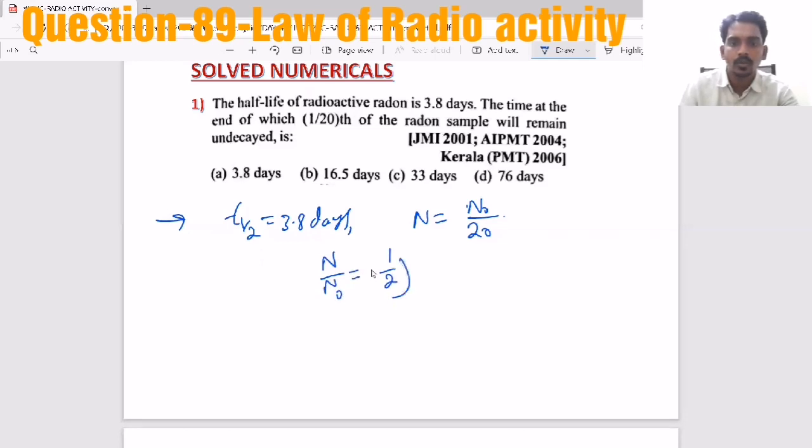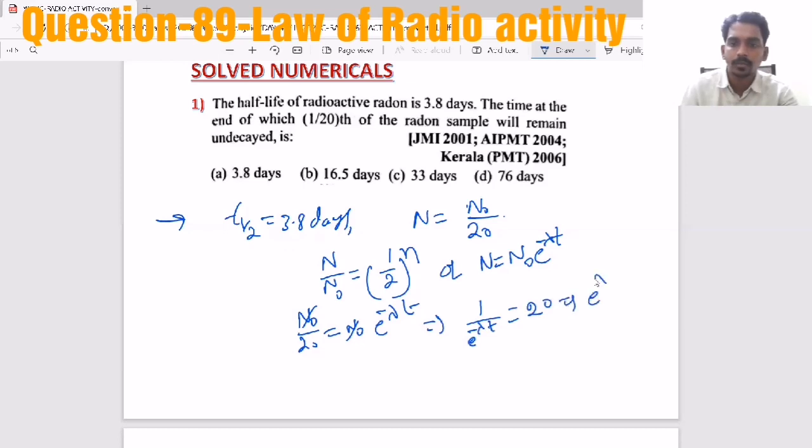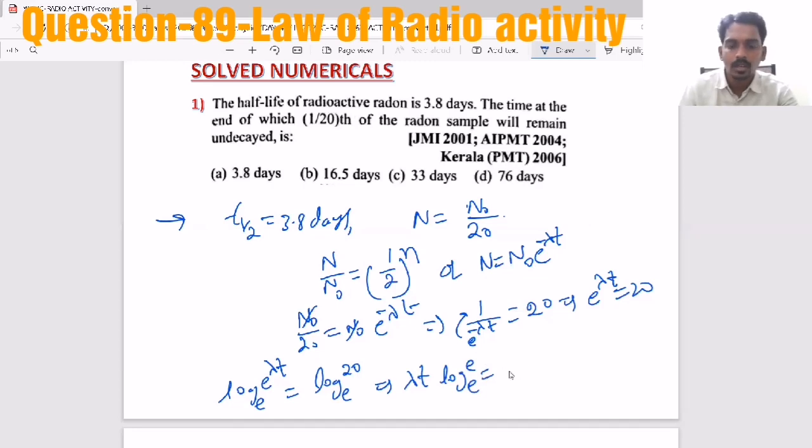equals 1 by 2 whole power n, or else N equals N naught into e power minus lambda T, where N is N naught by 20, equal to N naught into e power minus lambda T. So N naught cancels. Now 1 by e power minus lambda T equals 20. So e power lambda T equals 20, because if you take it to the numerator it becomes a plus power. Then apply log: log of e power lambda T base e equals log 20 base e. So lambda T becomes a multiplier, log e base e equals log 20.